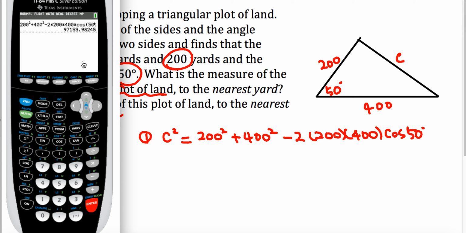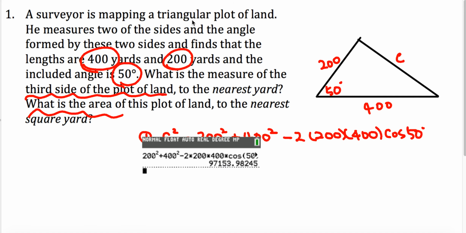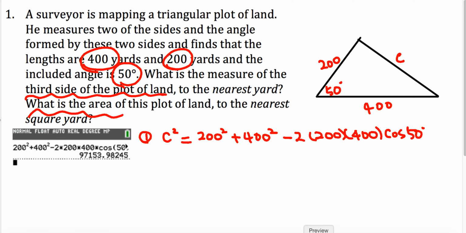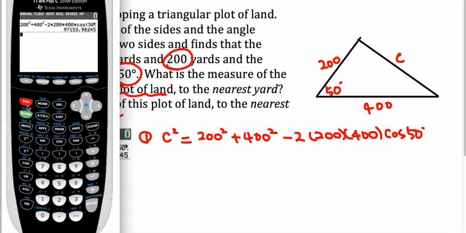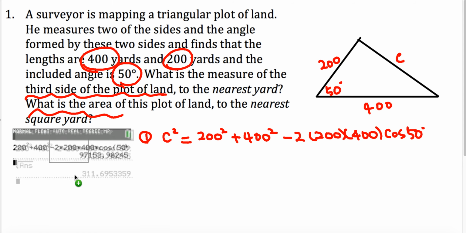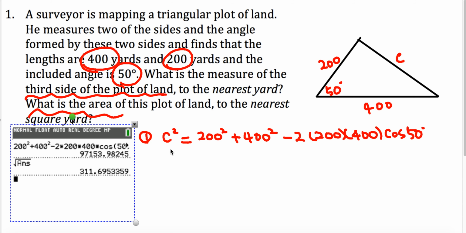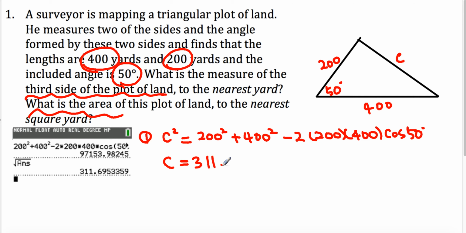Then, in order to get the value of C, I need to take the square root of that. So here we get C is equal to 311.6953, and it just continues, but they're looking for the nearest yard, so it'll be 312 yards.